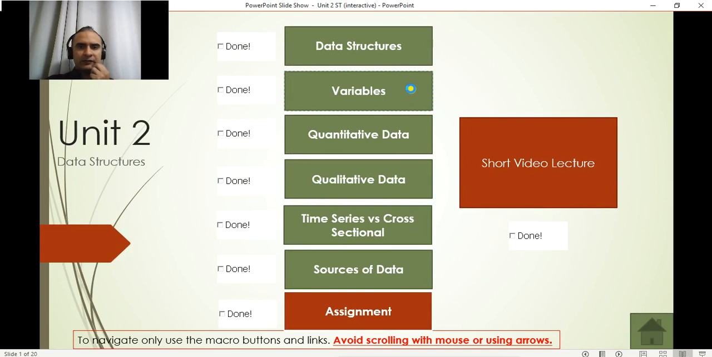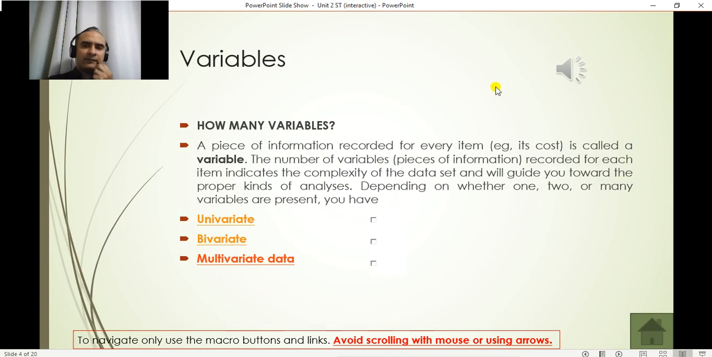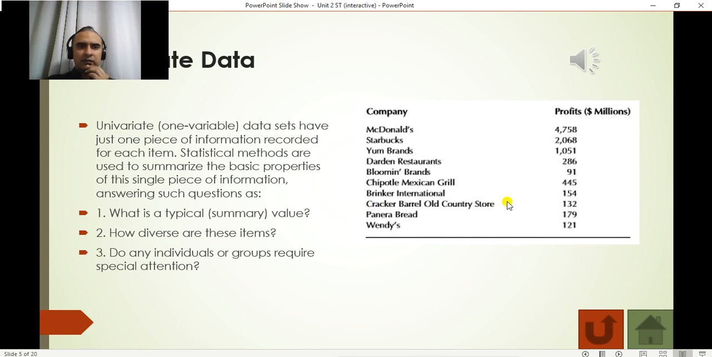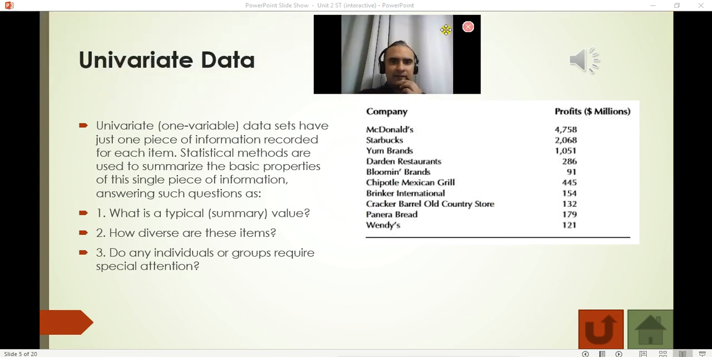So now let's go to variables. We're going to be talking about variables. In this case, a piece of information recorded for every item is a variable. So first of all, let's look at univariate data. Let me move myself. Univariate data. Woo, that was a nice move, right? Anyways, as I mentioned before, we have only one. So this is univariate data, only one piece of information recorded for each item.